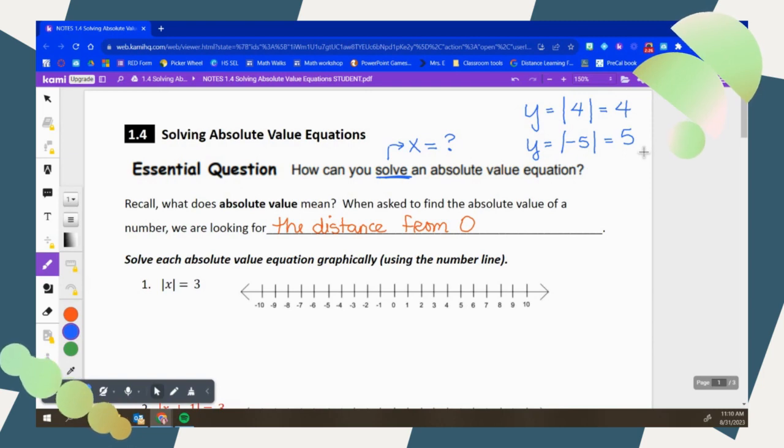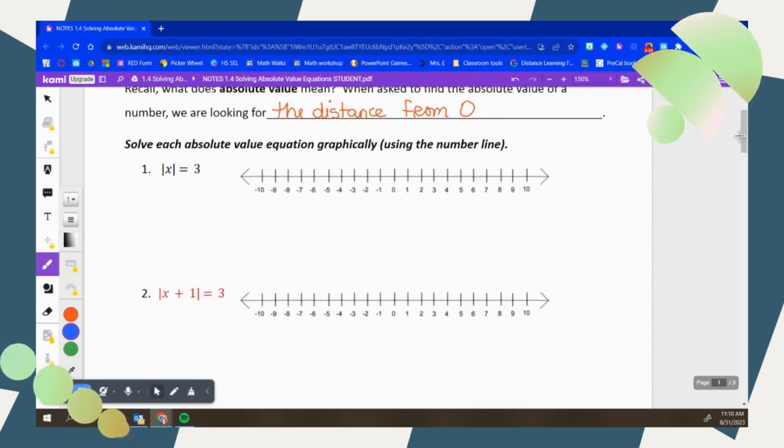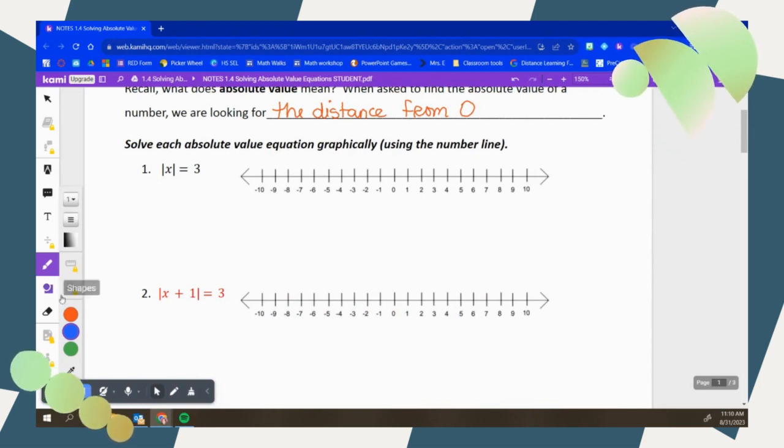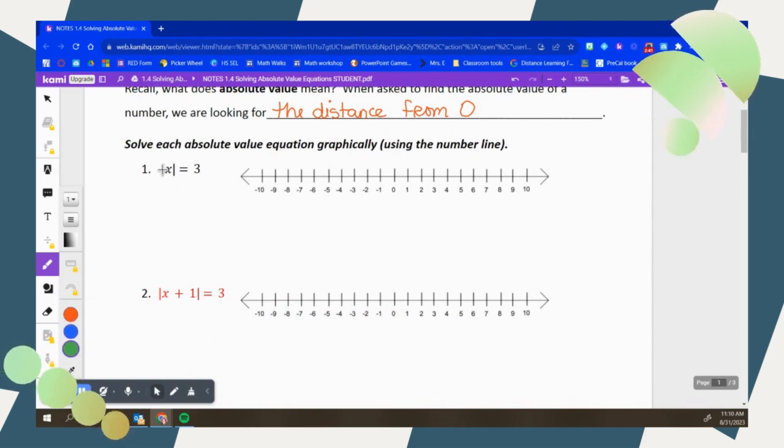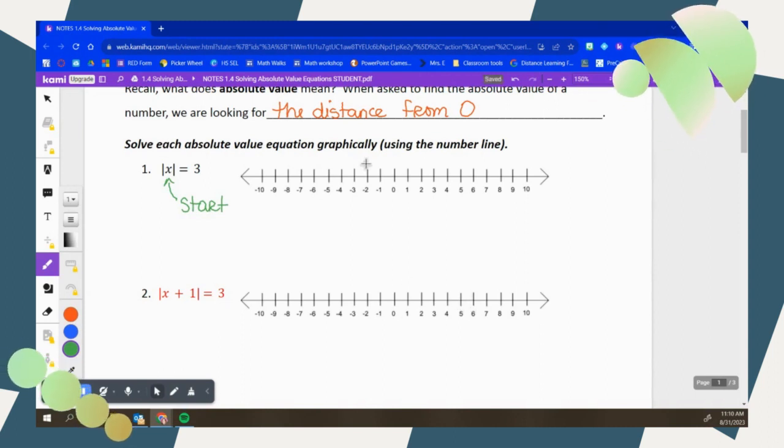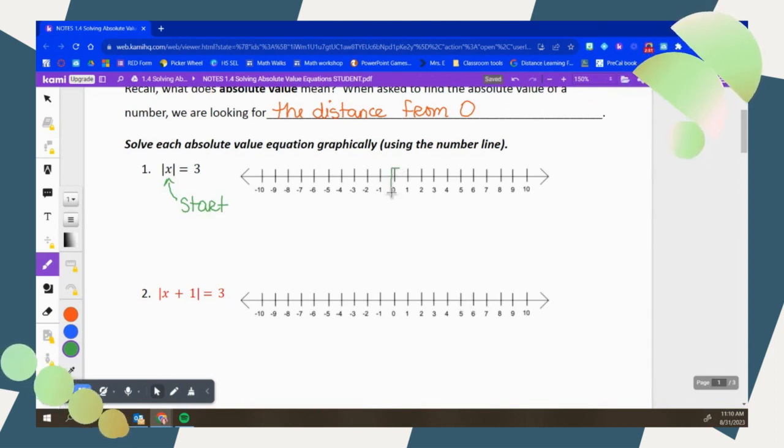Are we okay with the concept of absolute value? For the first few problems, I'm going to use a number line to hopefully give you a visual for what we're solving. And then we'll get into the algebra on how to actually solve these equations. For the first one, we're going to have a starting point of absolute value of X. This is our start, and we're going to start at 0 because we're talking about the distance from 0. I want you to put a box on the 0. That's our starting point.